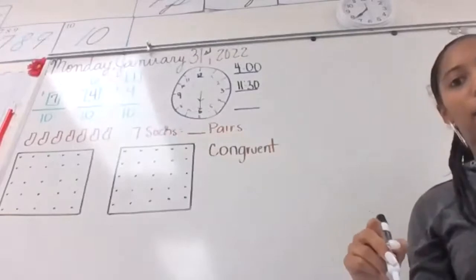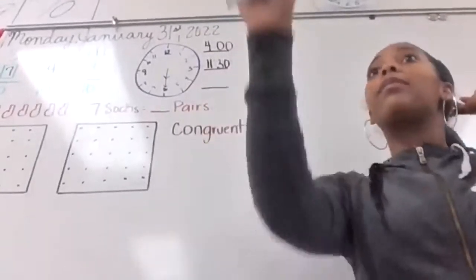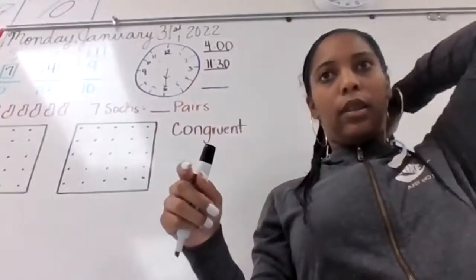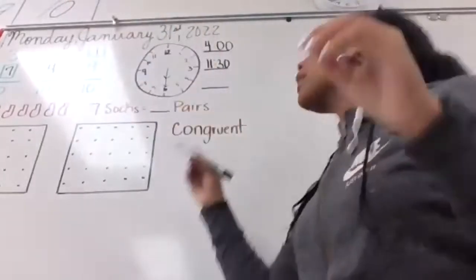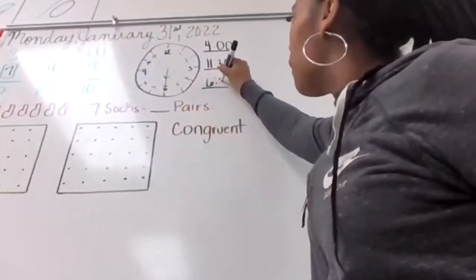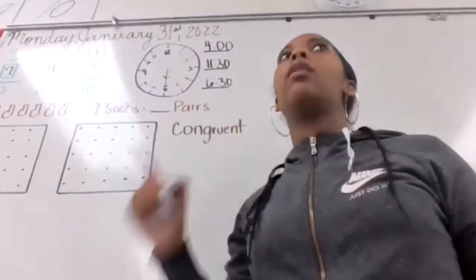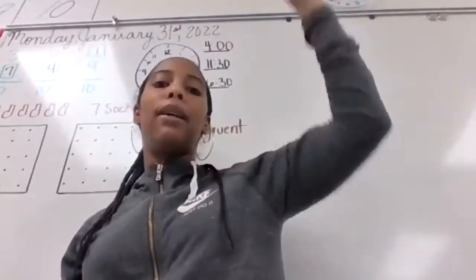What time? Ooh, look at that one. Oh, I know. 3:30. Not 3. 6:30. Good. If I'm getting dressed for school, would that be morning or evening? Morning. Good. So remember, our two hands, our long hand is the minute hand.